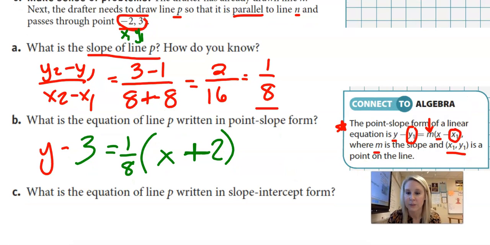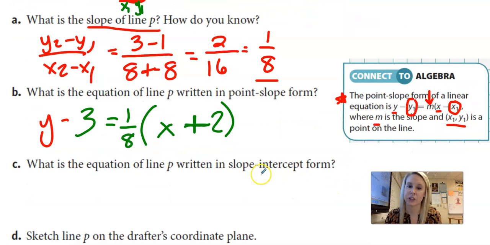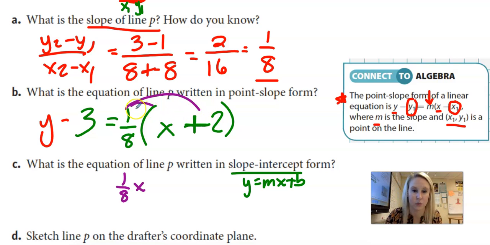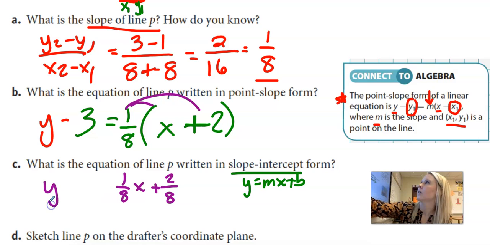Okay, now it wants me to take that point slope form and change it into slope intercept form, which looks like y equals mx plus b. To do that, you're going to distribute. So I'm going to do 1/8 times an x to get 1/8 x. 1/8 times 2. So let's say we're terrible at fractions. Multiply the numerator first. 1 times 2 is 2. 2 divided by 8 is still a fraction. So I'm going to put 2/8 or 1/4. Then I'm going to bring down y minus 3 equals.